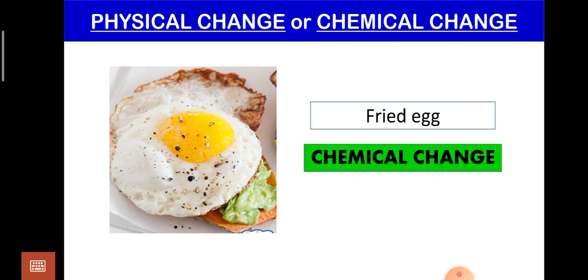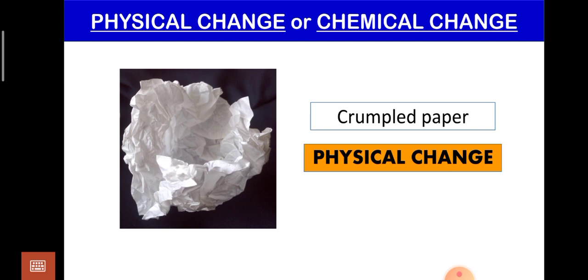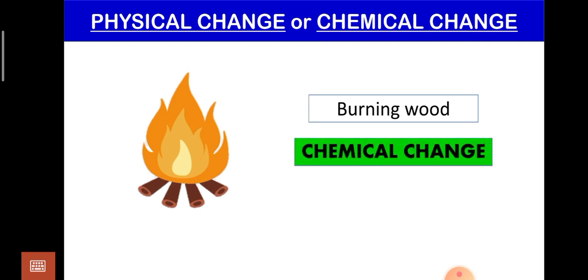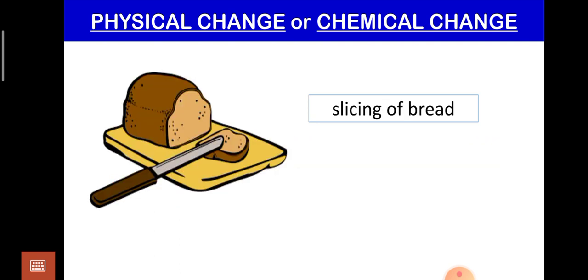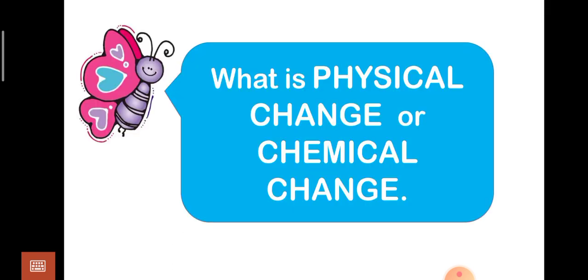Fried egg undergoes chemical change. Crumpled paper. Physical change. Burning wood. Chemical change. And slicing of bread. Physical change. So the next question is, what is physical change or chemical change?